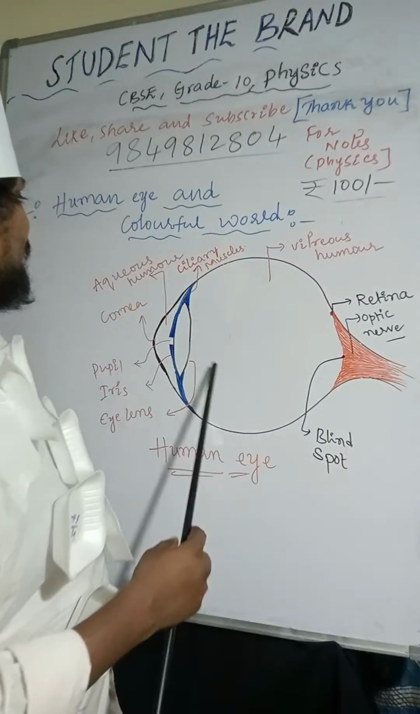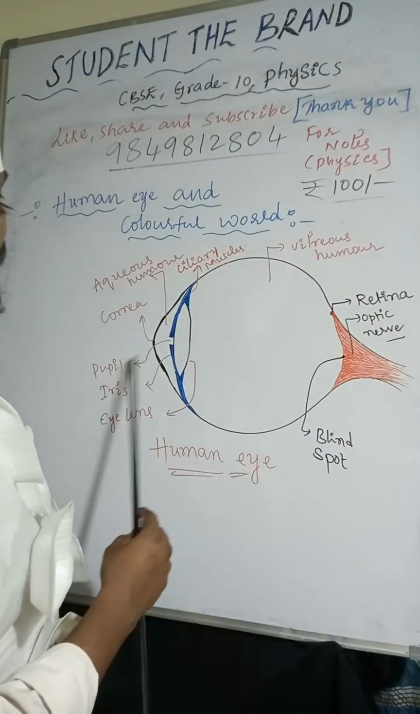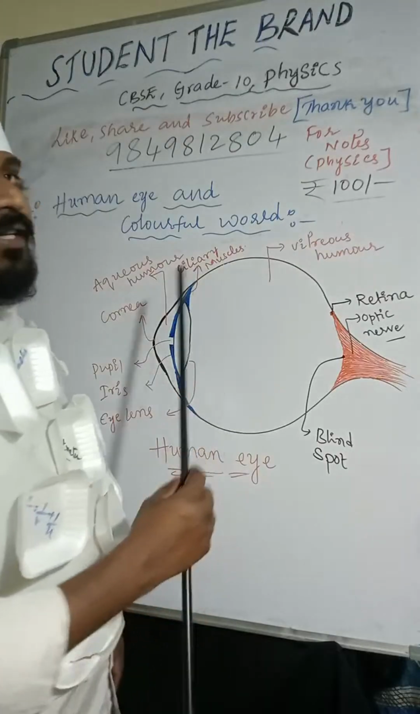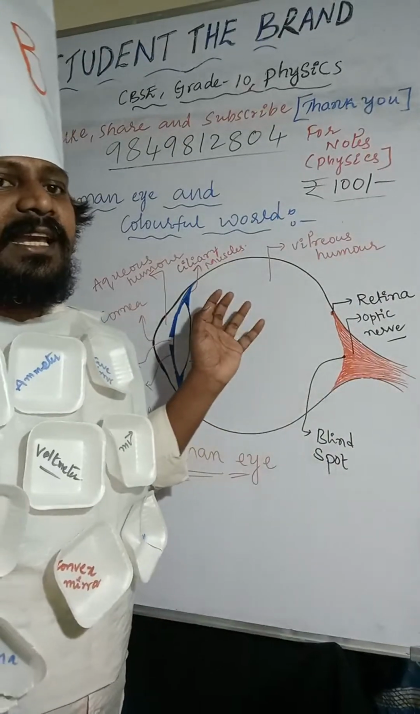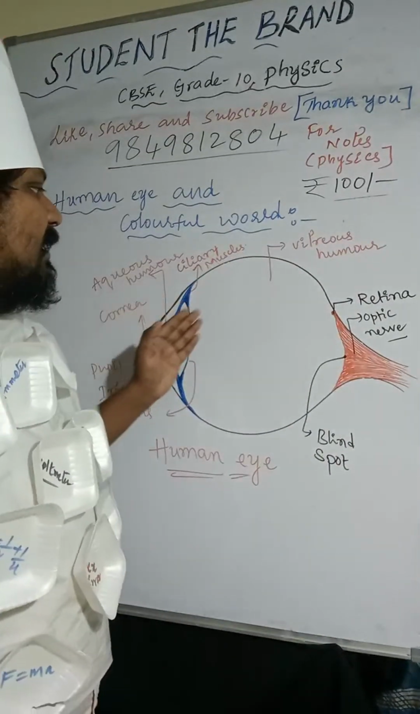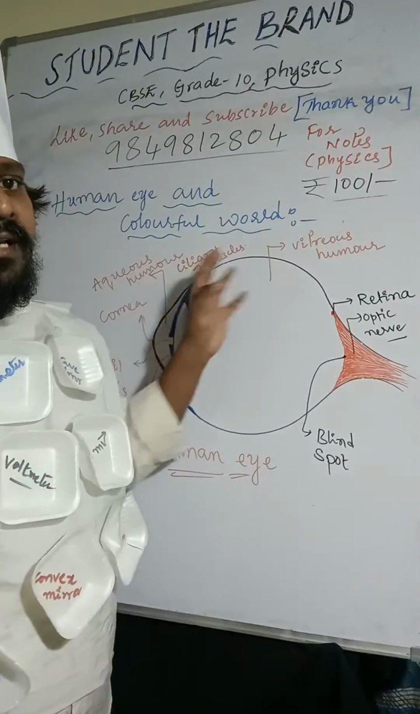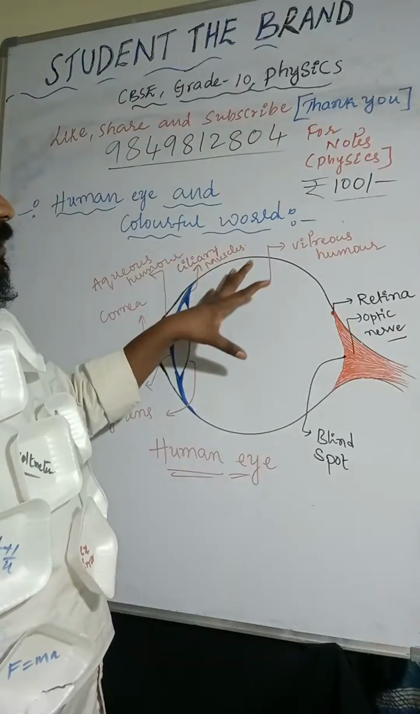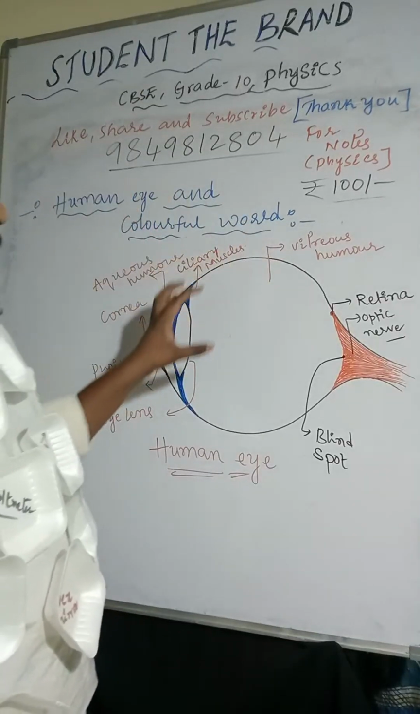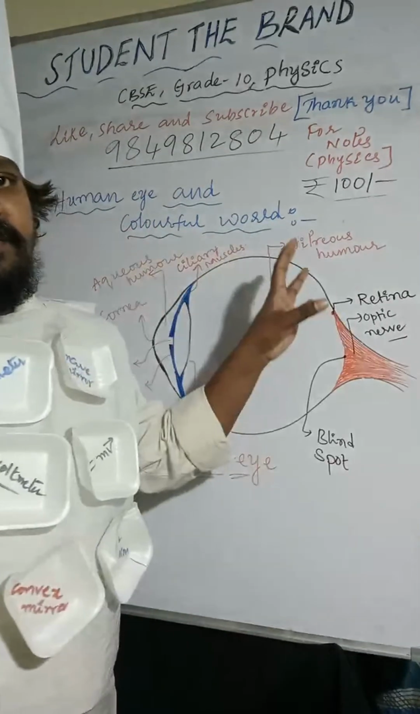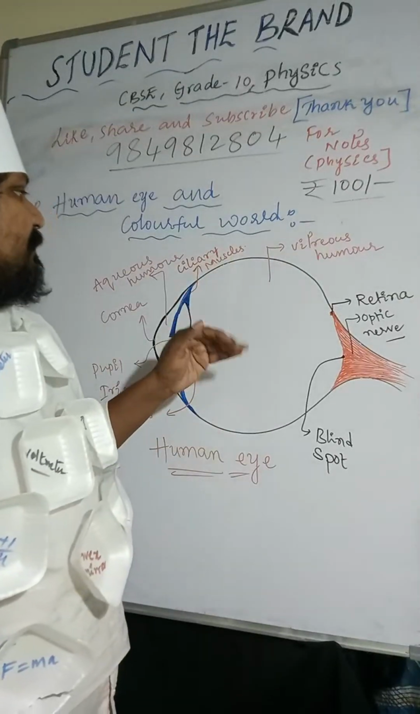Lens, which is a converging lens, aqueous humor, cornea, pupil, iris, and vitreous humor. Vitreous humor is a jelly-type liquid present between the lens and the retina. It gives sufficient pressure to maintain the shape of the eye.